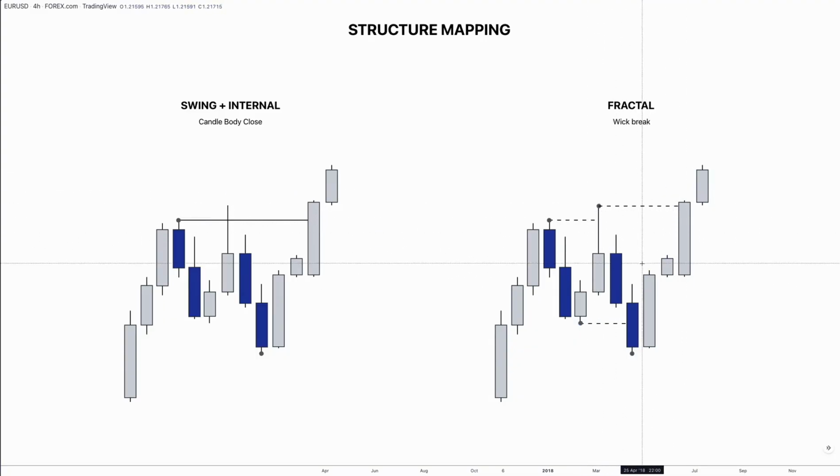So you can see that this is the exact same price action as we have over here, but you can see how essentially the trend changes way quicker here, because it's a lot more aggressive that we're using wick breaks, okay? So if you want to trade the way that I do and how the majority of us do in the community, this is how we separate these out. So we use candle body closures for the swing and internal structure, but we use wick breaks for fractal structure. Okay, so hopefully that makes sense.